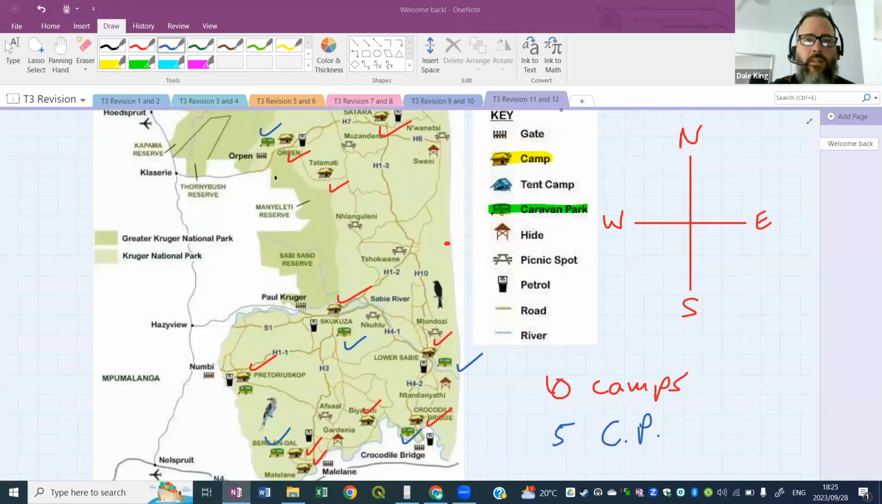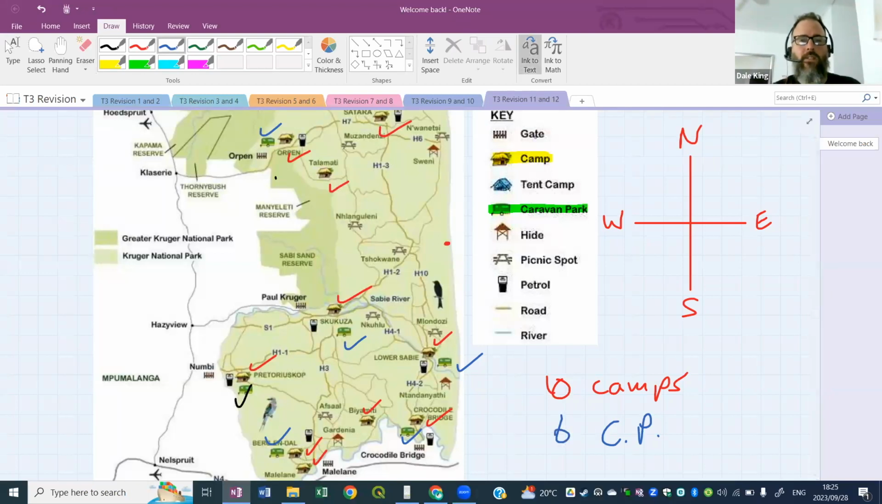Yes, I agree with you. I think we got 10 camps and 5 caravan parks. So the difference would be subtracting them, and that would give us 5. 1, 2, 3, 4, 5, 6, 7, 8, 9, 10 camps. 1, 2, 3, 4, 5. Oh, guys, I count 6 caravan parks. Sorry. Which means the difference is 4, eh?